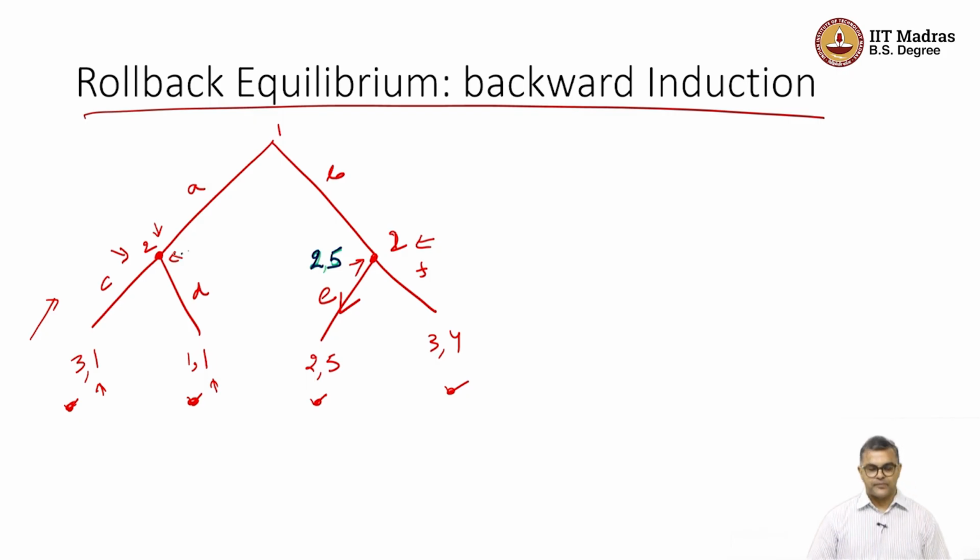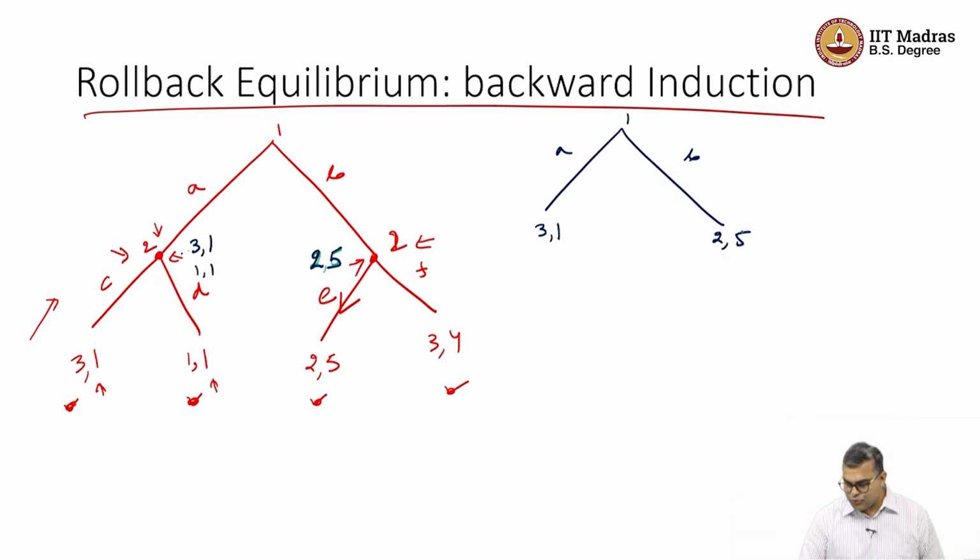How about here? Now, there are 2 possibilities. Either it can be 3 comma 1 if player 2 decides to play C, and 1 comma 1 if player 2 decides to play D. Both are possible because player 2 does not care how much player 1 is going to get. Player 2 cares only about her payoff, and her payoff is the same. So, we can do the reduced form game here, A, B, and let us say here it is 3 comma 1, and here 2 comma 5.